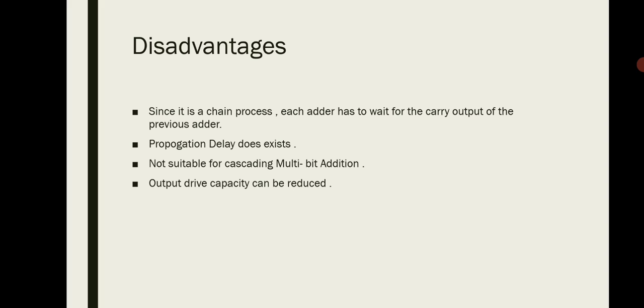So if you are supposed to design a large number of bits, it is not at all applicable, guys. That is a disadvantage of the parallel adder. We will talk about output drive capacity in my upcoming presentation. When there is a propagation delay and multiple bits are cascaded, there will be a thing called output drive capacity. The drive capacity will be reduced if the number of bits in the parallel adder increases. These are a few of the disadvantages of this parallel adder, guys.